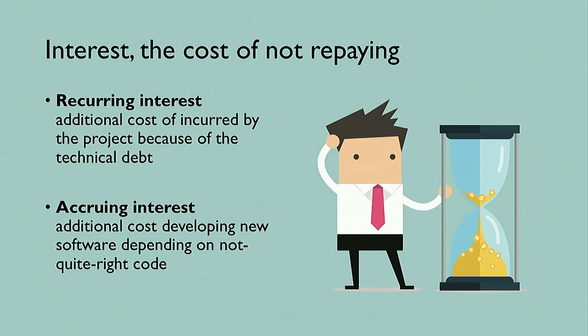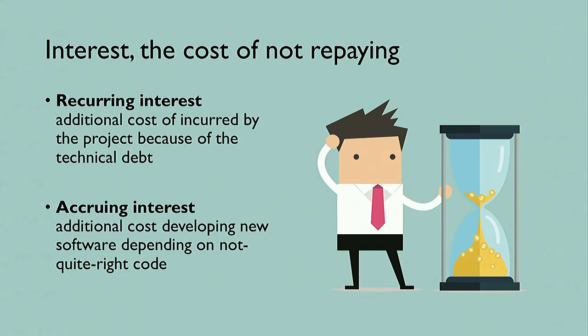You've got the first one, the recurring interest, the additional cost incurred because of the presence of that technical debt. And this could be performance, reduced velocity of the team because it's taking them longer to do the work, reduced productivity, induced defects, and long-term maintainability of the product or project.